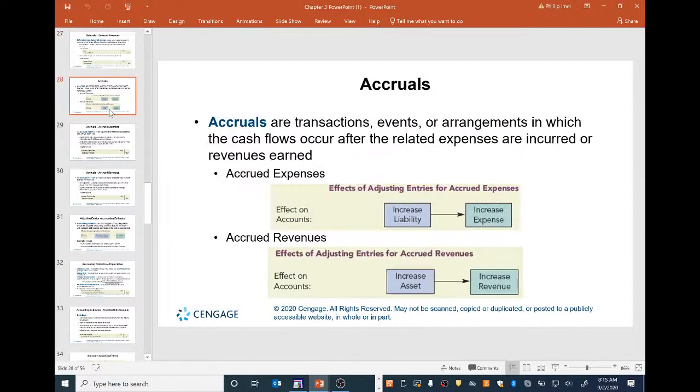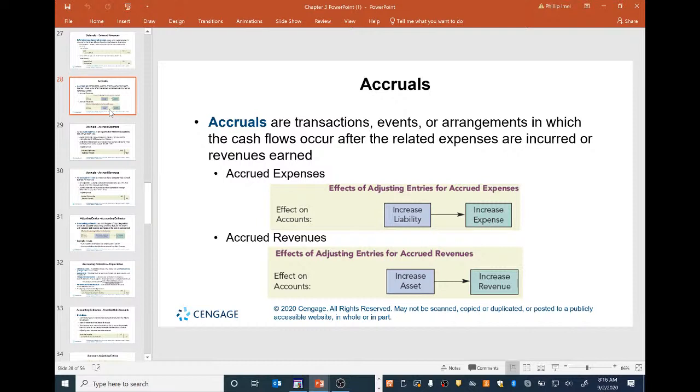Okay, let's talk a little bit more about accruals. These are transactions, events, or arrangements in which the cash flows occur after the related expenses are incurred or revenues are earned. So in this case, once again, now we've already, like, accrued expenses. So now, like it says here, the cash flows occur after the related expense is incurred or the revenue earned, right? So now we've actually incurred the expense, right? But the money's coming later, right? So this is the complete opposite of what we were just talking about.